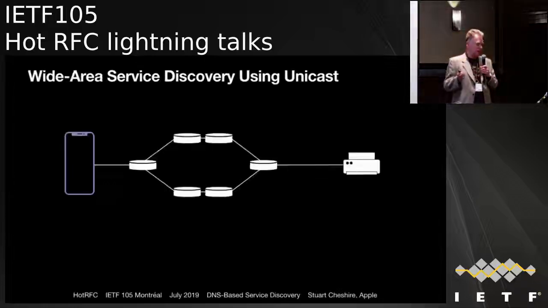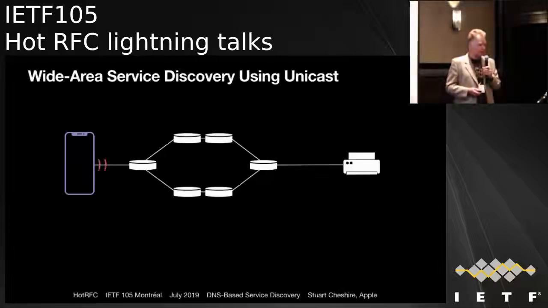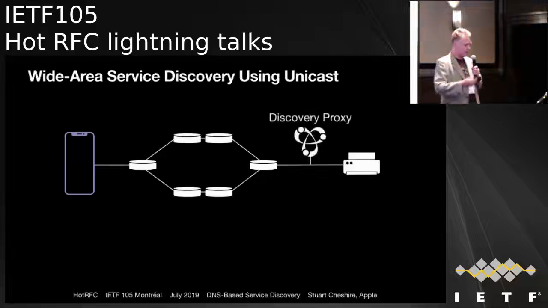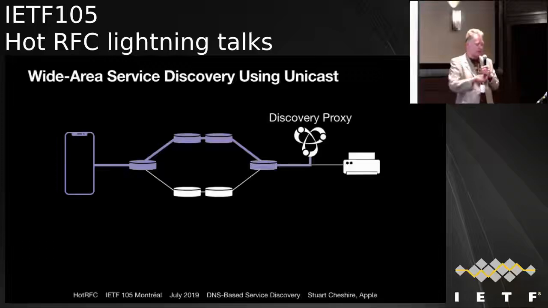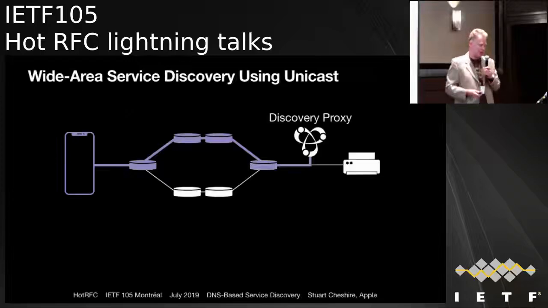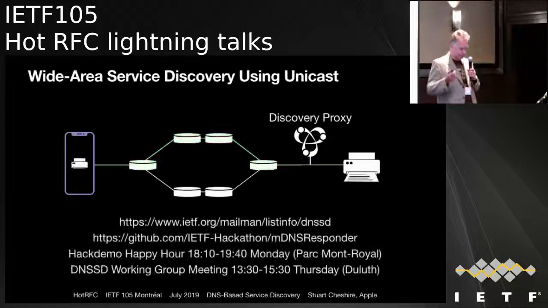So we want to discover things that are multiple hops away without flooding the multicast. If you do this with your iPhone today, you send a multicast, but the printer's not nearby. We solve that by adding a discovery proxy. Your device now makes a TCP connection by sending IP packets, multiple hops through that network. The discovery proxy can then do the multicast on your behalf and send the answer back. You discover the printer. You can now make an end-to-end TCP connection and use that.